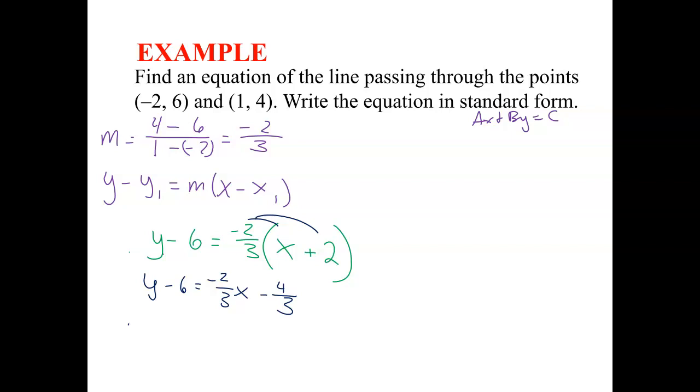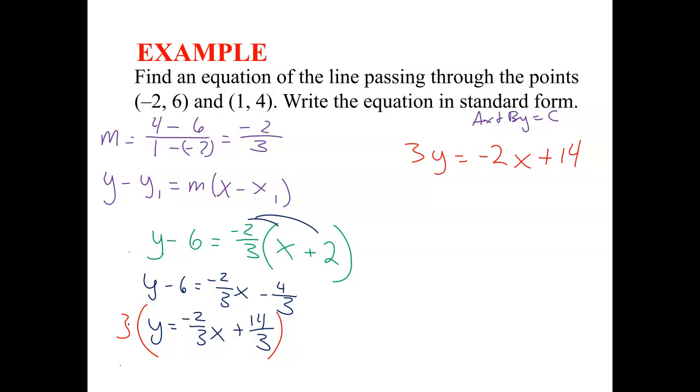Not subtract 6. Add 6. So y equals negative 2/3 x negative 4/3 plus 6. Yep. Okay? So now I'm in slope intercept. I'm not done yet. Need to get it in standard. Times by 3, we can do that part first. That's fine. Get rid of the fractions. That's important. Okay? So we end up with 3y equals negative 2x plus 14.